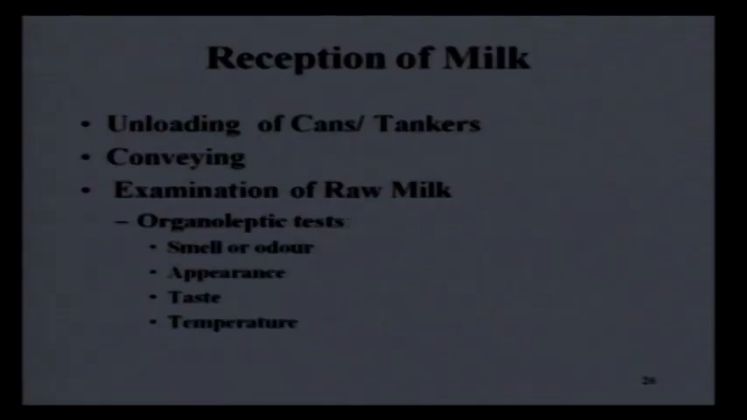Now there are two types of tests, we call them quick tests. First is the organoleptic test, which any farmer, or say any supervisor, can do, but he should be trained in this. What we have to see is smell or odor, appearance, taste, temperature. These are the basic tests. You smell, the milk should be good, appearance should also be good, taste should be sweet, and temperature should be as low as near 4 degrees centigrade. These are the examinations.